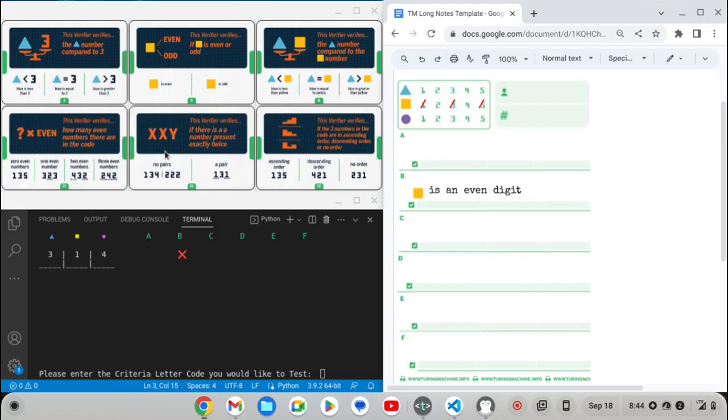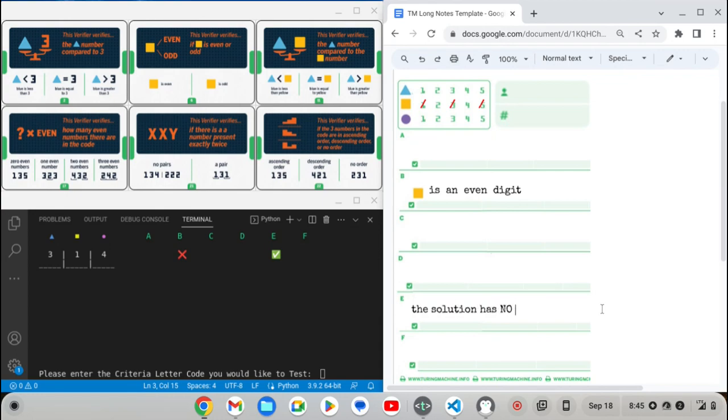So the next thing I want to test is criteria card E. I want to know if there's a pair or no pair. Okay, so the Turing machine does approve of my proposal. Notice that in my proposal of 314, they are all distinct. So that falls under the category of no pairs. So let's go ahead and type that up in our notes for section E. And we'll say that the solution has no pairs.